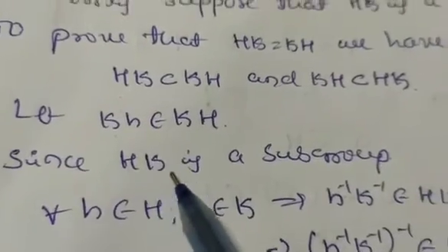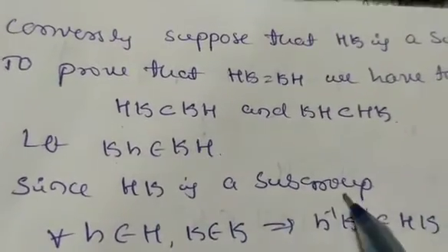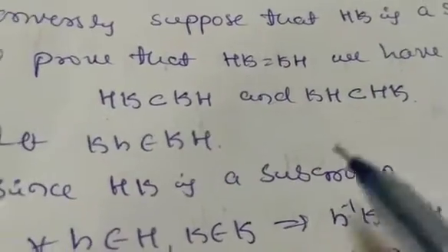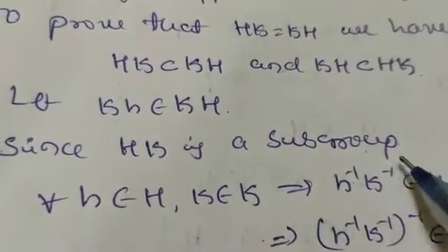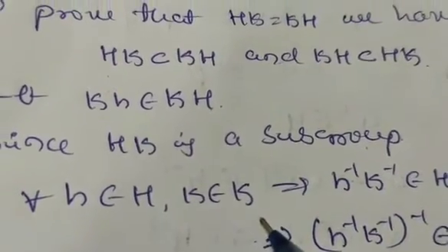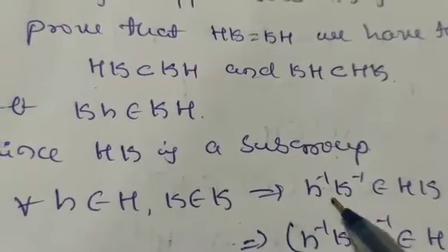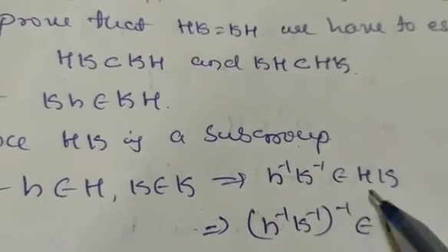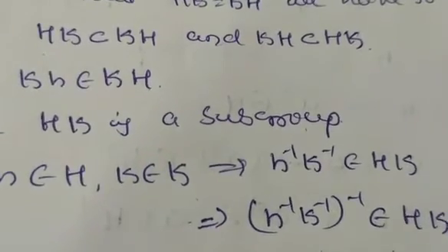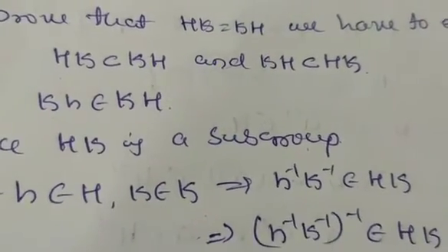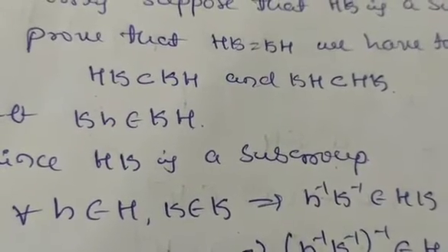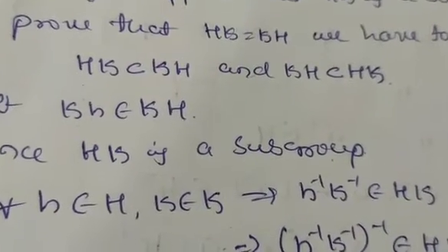Since HK is a subgroup, as it is given here, suppose that you have taken HK is a subgroup. So since HK is a subgroup, this implies for all h belongs to H, k belongs to K, h inverse k inverse also belongs to H into K, because it satisfies the property of a subgroup. We know the definition of a subgroup, the necessary and sufficient condition of a subgroup.